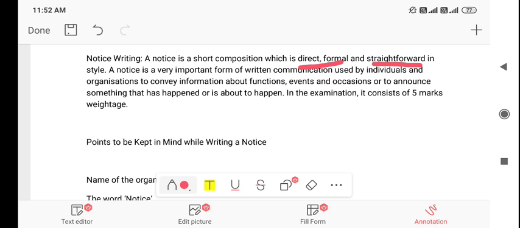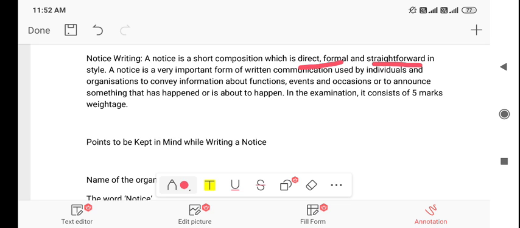And what is the content matter of a notice? We write a notice to convey a particular piece of information. For example, if there is an essay competition which is going to be conducted by the school, we write a notice informing the students about it. Or for example any event like Republic Day celebration, annual day celebration, sports day celebration. So we write a notice to inform the students about a particular event which has happened or is about to happen.